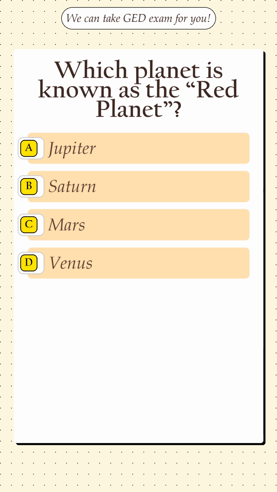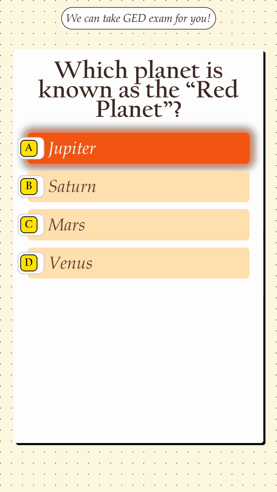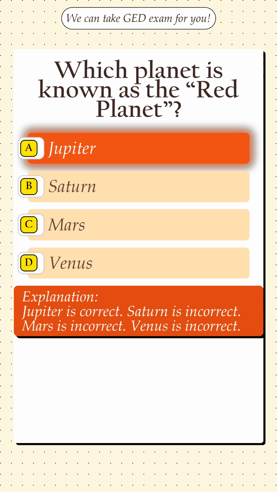Question 13. Which planet is known as the red planet? Option A, Jupiter. Option B, Saturn. Option C, Mars. Option D, Venus. The correct answer is option A, Jupiter. Jupiter is correct. Saturn is incorrect. Mars is incorrect. Venus is incorrect.